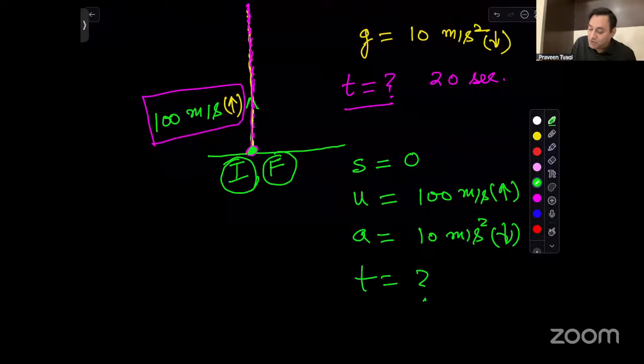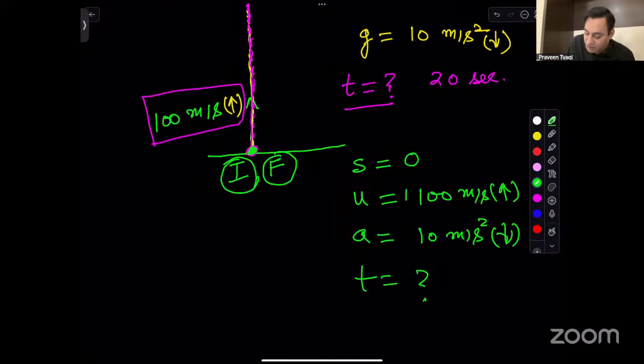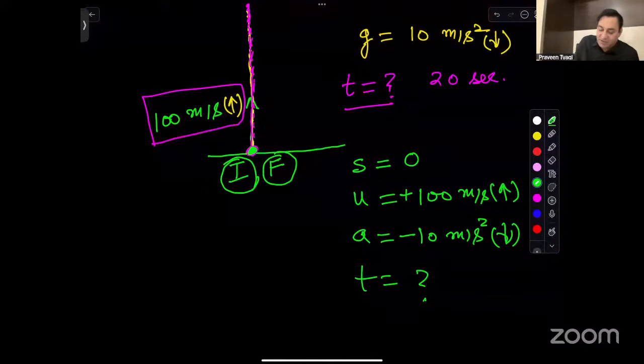I will assume whichever direction I want to assume positive. Yes, many of you are responding. Now I'll change the gear. Upward direction to be positive, downward to be negative. We'll use which equation in these four variables? Time is to be asked. So S is equal to ut plus half at square.